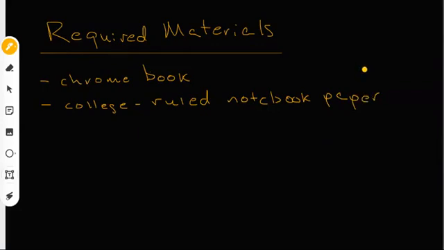There are 2 different kinds of notebook paper. There's college ruled and there's wide ruled. Don't get the wide ruled. Get the college ruled. You can actually fit a whole lot more on the college ruled notebook paper than you can on the wide ruled. So just go ahead and get that. A 1-inch binder to keep all your stuff in.